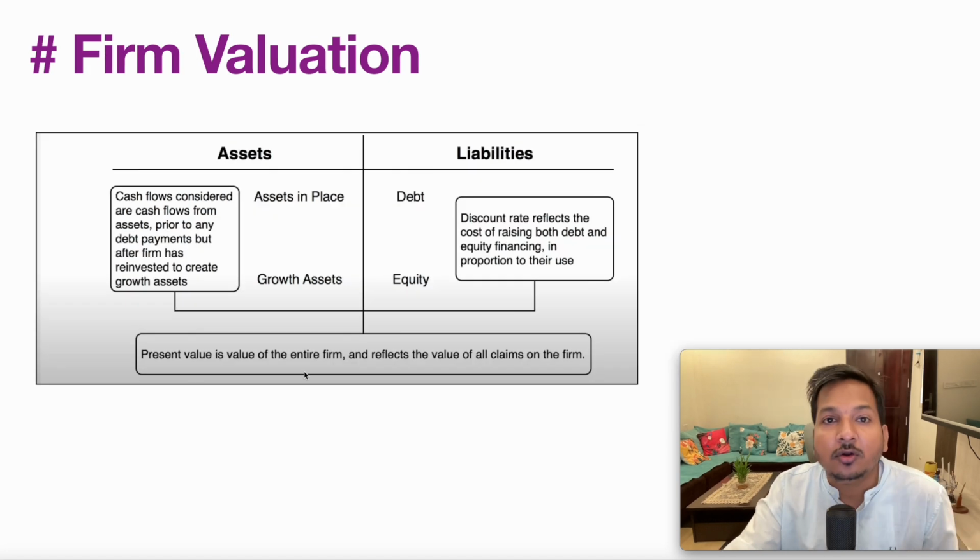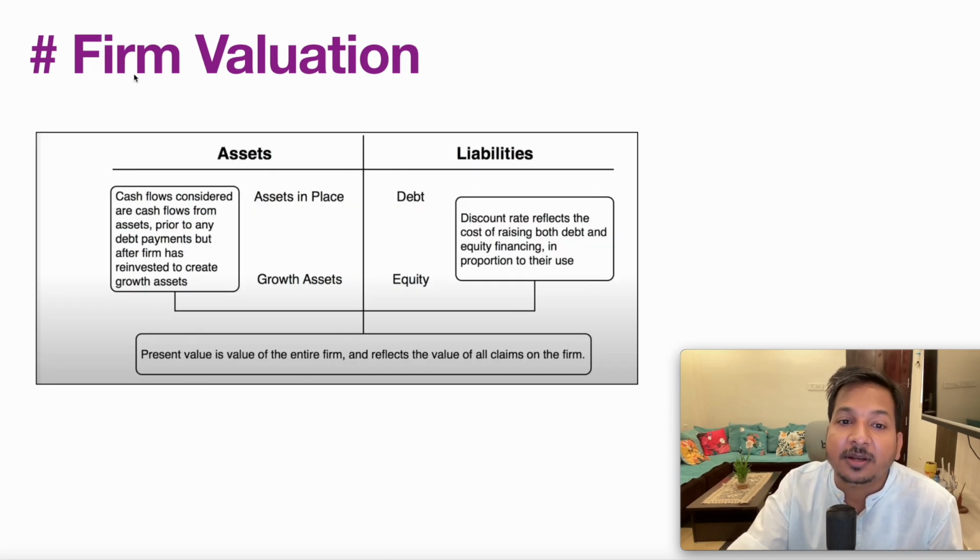Whereas if you want to value the full firm, the full company, debt plus equity, where you will get the value of the entire firm, which will reflect the value of all the claims, debt and equity, then you have to use the cash flow prior to the debt payment, and you have to use the discount rate that is the cost of capital. What is cost of capital? Cost of capital is actually the weighted average of both cost of debt and cost of equity. So these are the two things.